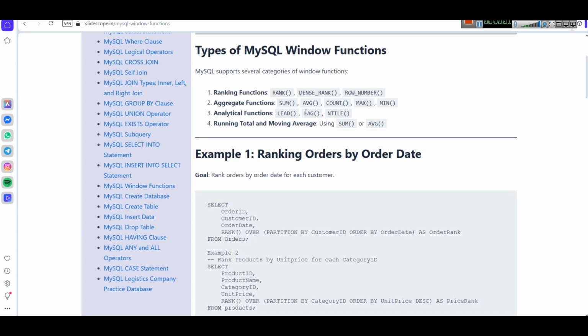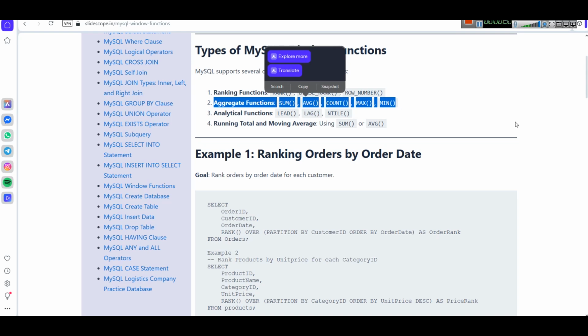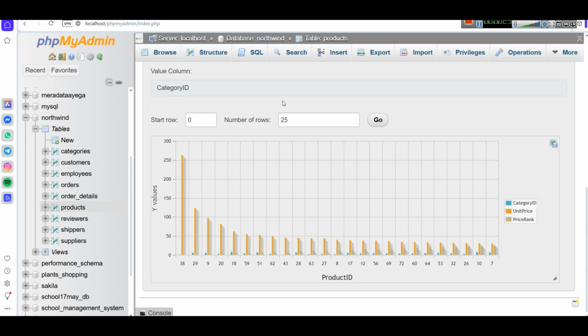So after discussing ranking functions in MySQL, we have to discuss aggregate window functions. In aggregate window functions, we have sum, average, count, maximum and minimum. These are aggregate functions that are usually used in normal SQL queries also.